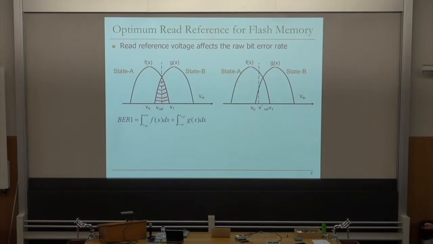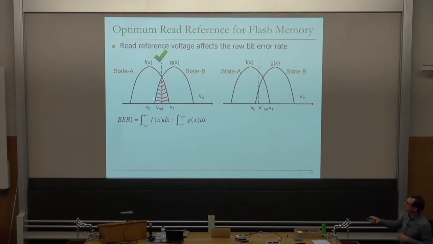Ideally, you would like to pick this as your read reference voltage, and that read reference voltage essentially crosses the distributions at the point where the distributions cross each other, right? And this is the bit error rate you get in that case.